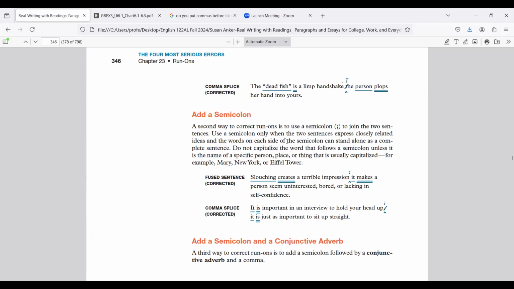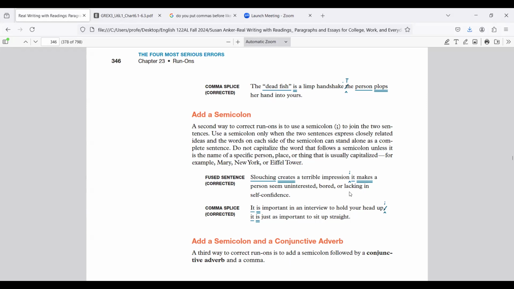So use a semicolon only when the two sentences express closely related ideas, and the words on each side of the semicolon can stand alone as a complete sentence. So for example, here's a sentence that's fused with no punctuation. Slouching creates a terrible impression. It makes a person seem uninterested, bored, or lacking in self-confidence. If we add that semicolon there, it's fine. We see that this is a subject, verb, and complete idea. Subject, verb, and complete idea.